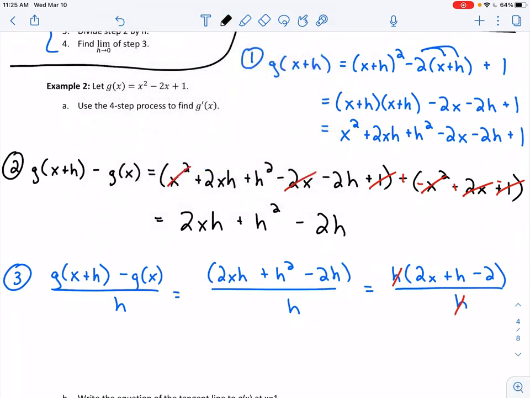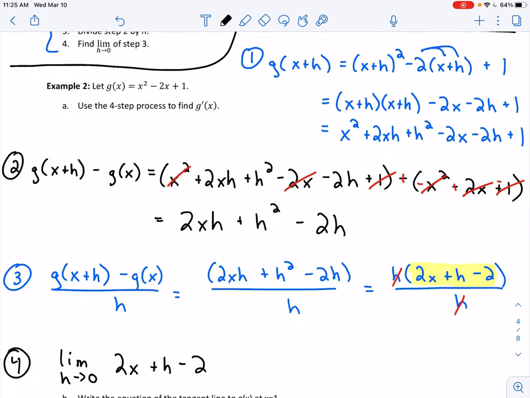So I'm ready to move on to my 4th and final step here. Step 4 says go find the limit as h approaches 0 of this function. So I'm going to take the limit as h approaches 0 of what I ended up with last time, which was 2x plus h minus 2. So 2x plus h minus 2.